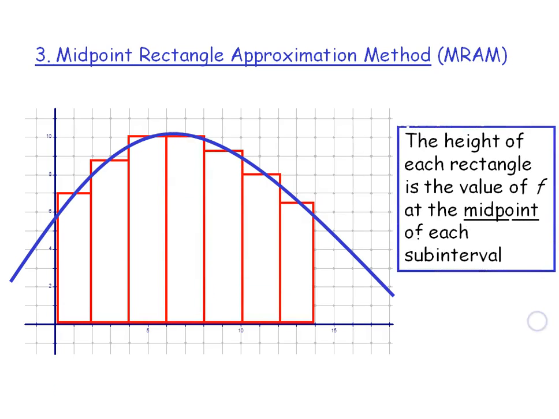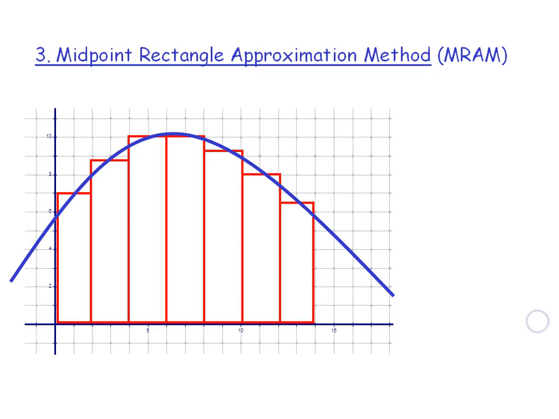Now also you'll notice that on an MRAM, like you see illustrated here, part of the rectangle is above the curve, part of the rectangle is below the curve. So you have a corner of the rectangle that's overestimating, and part of the rectangle is underestimating.